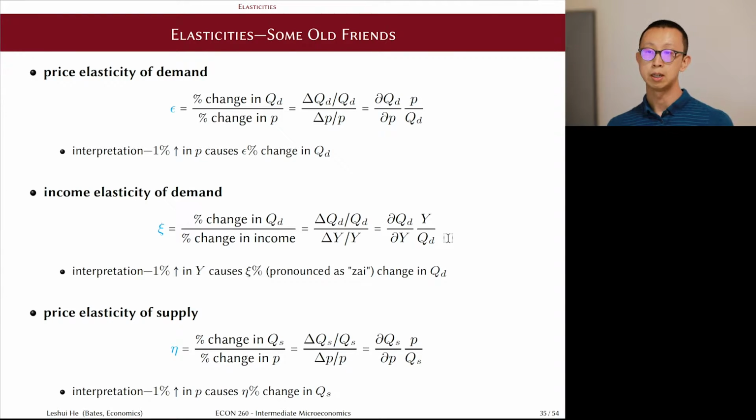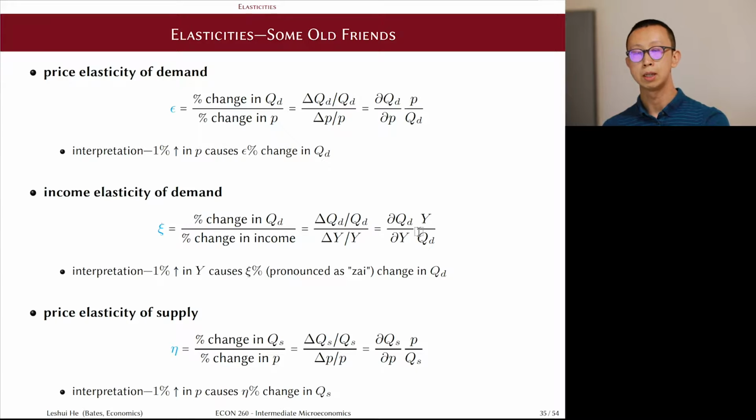We can calculate the price elasticity of supply. In other words, how much will quantity supplied increase if the price increases by 1%? Well, the calculation is, again, following exactly the same format. It is going to be the derivative of the supply function with respect to price times the ratio between price and quantity supplied.